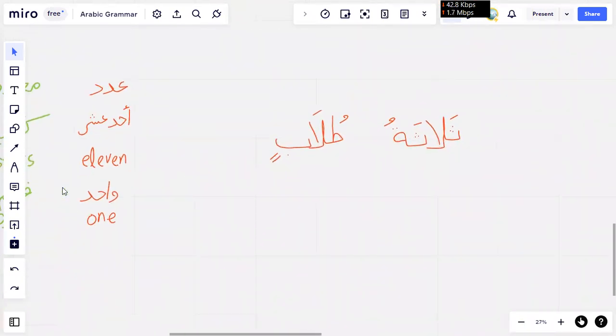Next, the numbers 1 and 2 follow the rules of Naat and Manut. You can also call it Sifa and Mosuf.